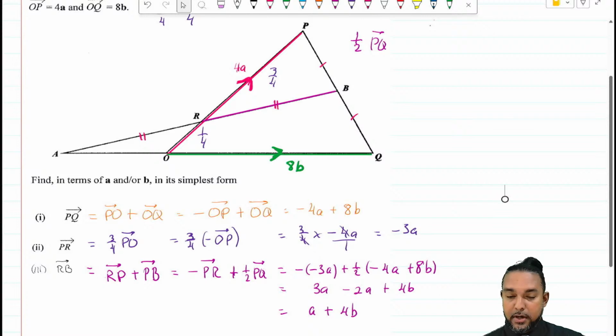Yeah, Julie, you could do that. R to O, O to Q, and Q to B. So then you would have minus a quarter RP, so minus A plus 8B, and then you have to do minus a half PQ. You could do that too. It's supposed to give back the same thing.